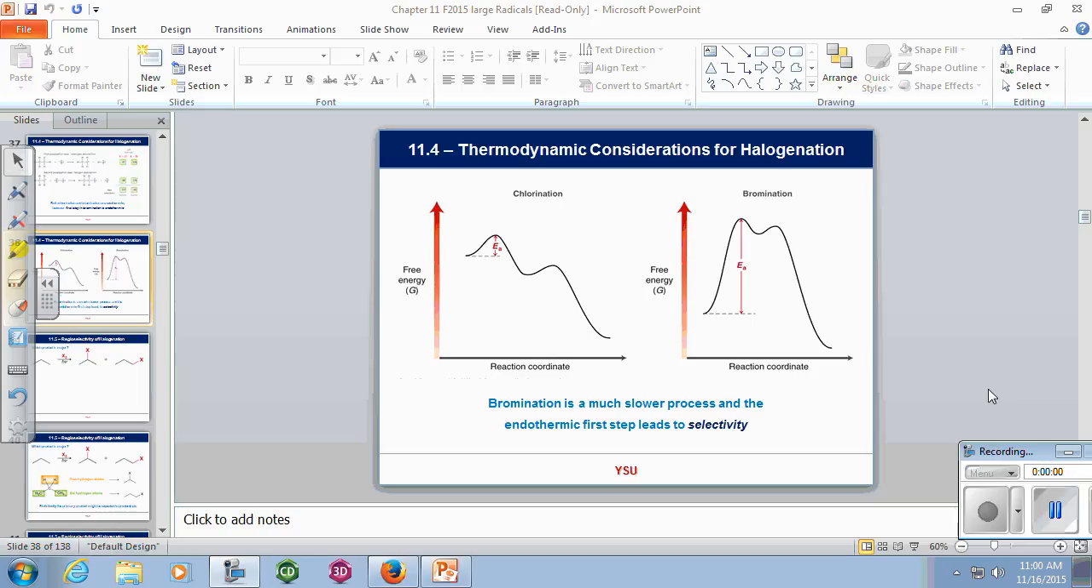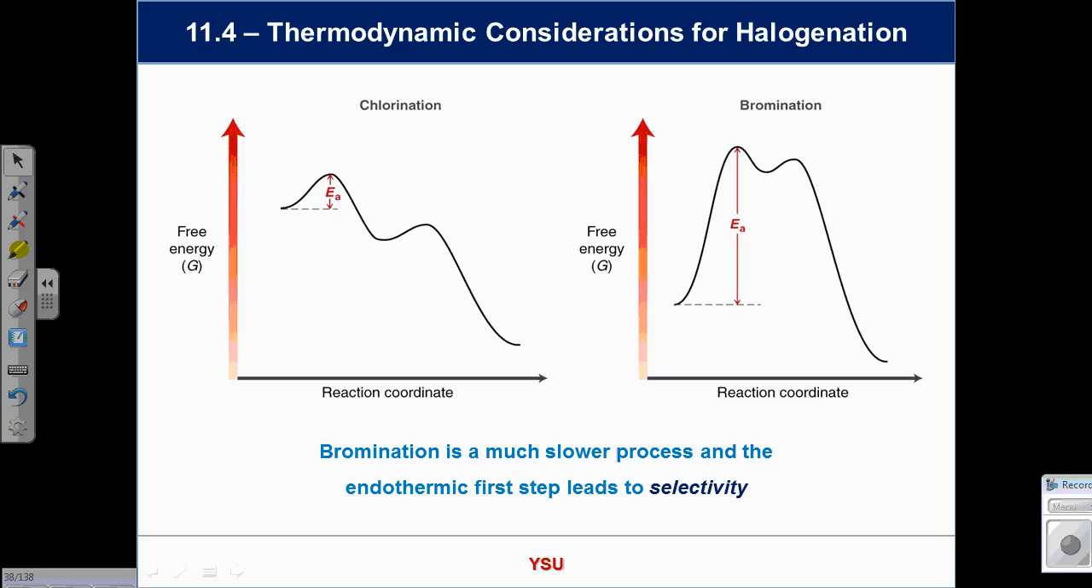What I want to do today is to hopefully sort of cement this idea of selectivity in radical reactions, this whole concept of bromine versus chlorine, and why one is so much cleaner than the other, why one is so much more selective than the other. And it really boils down to the fact that the chlorine radical is way more reactive than a bromine radical.